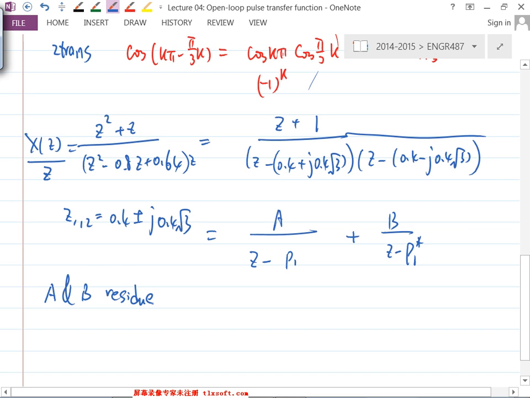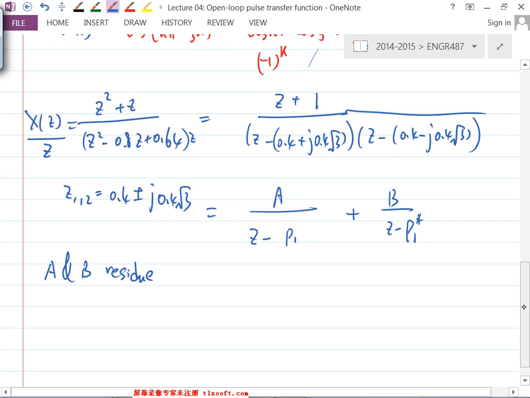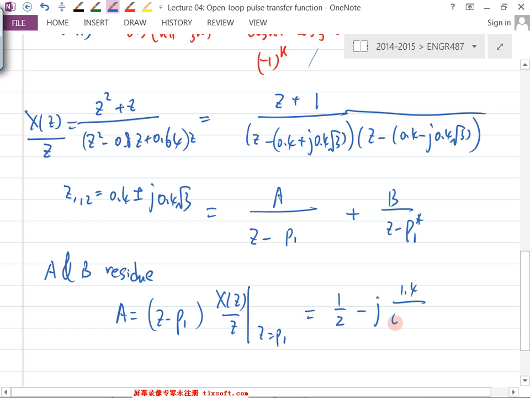If you want to manually calculate, as we learned, A will equal Z minus P1 times X over Z, evaluated at Z equal to P1. You plug it in here, and you will get a certain A value. The A value you will get is 1/2 minus J 1.4 over 0.8 root 3.